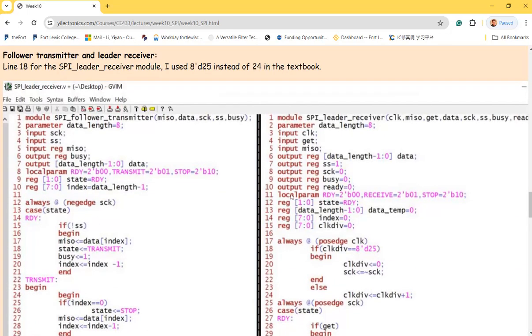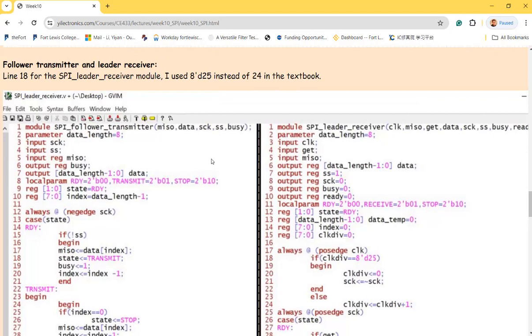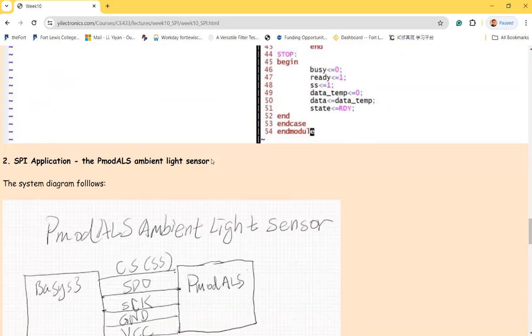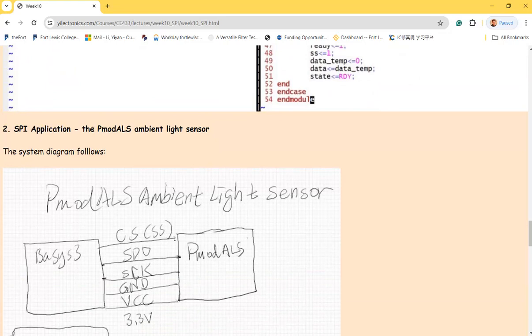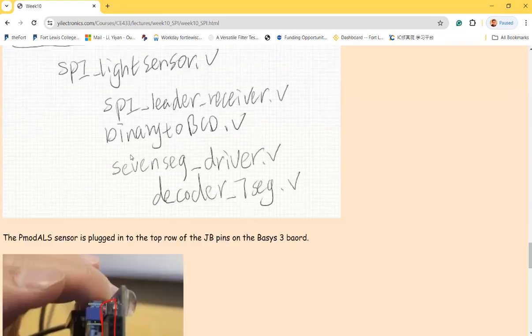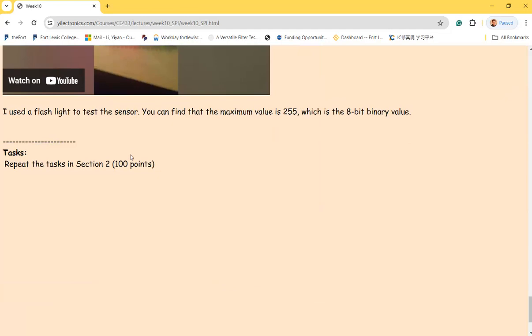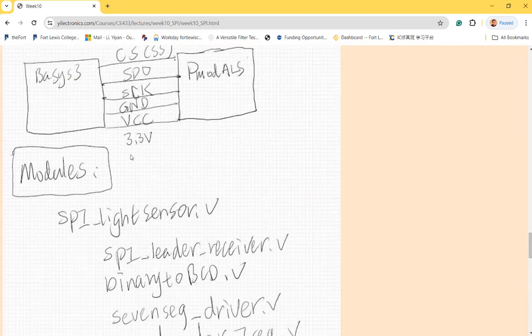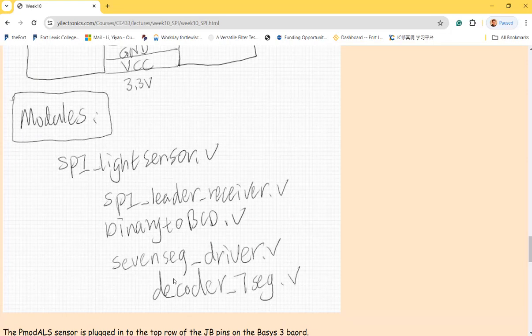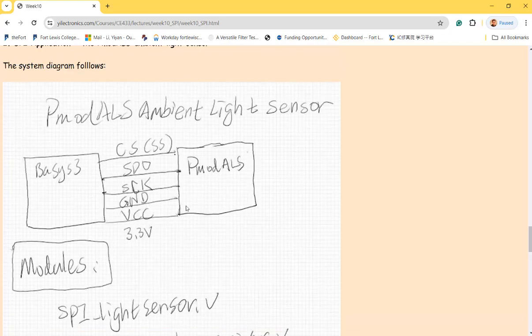And that's another example, on the MISO line instead of the MOSI. So is the code provided for this tutorial? The code is not provided, but these are the modules you can use for this application. I think all these modules are available in the textbook. These are all provided. Put them together, create a top module, and do the connections. It should be able to read the light intensity in digital mode.